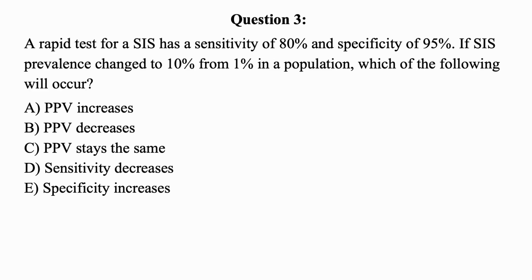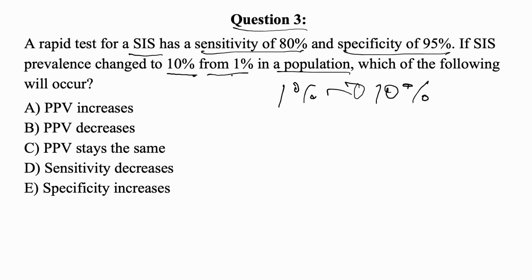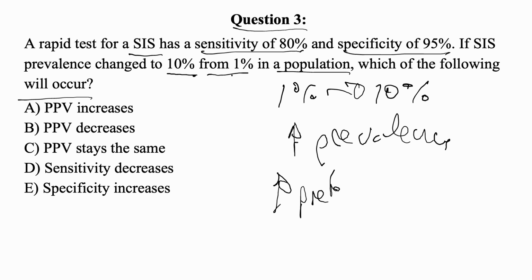Very good. So, question number 3. A rapid test for strudel infatuation syndrome, SIS, has a sensitivity of 80% and a specificity of 95%. If SIS prevalence changed to 10% from 1%, so it went from 1% to 10% in a population, which of the following will occur? So, we're increasing prevalence, which increases the pretest probability.